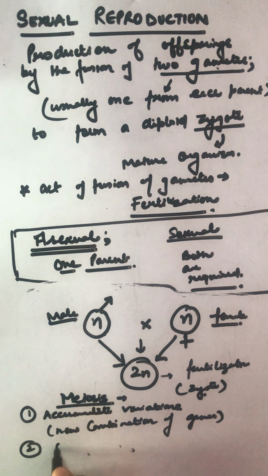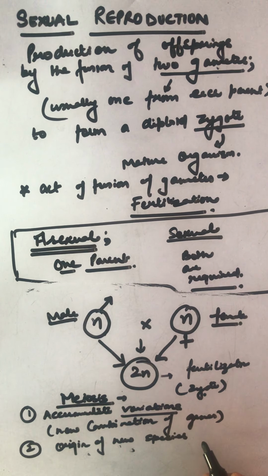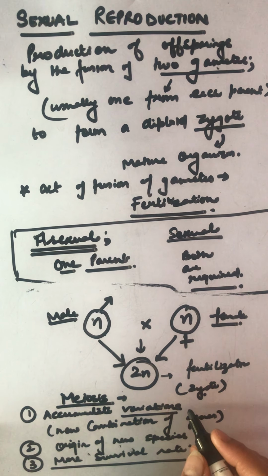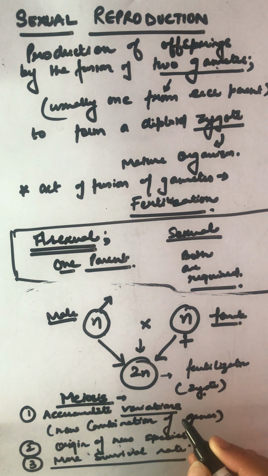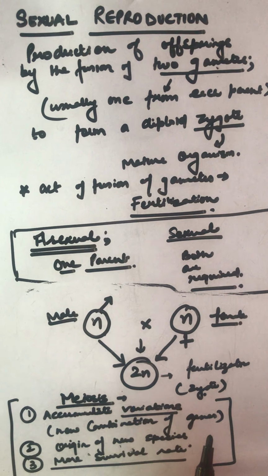Number two, it also helps in the origin of new species. Why? Because variations always lead to evolution. Third, it has a higher survival rate. What does it mean? Supposing these variations help a species withstand a high temperature zone, or help any species or any niche to grow in unfavorable conditions, automatically there is a higher survival rate.